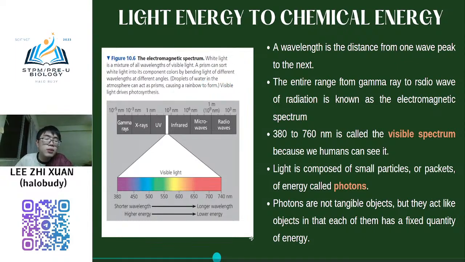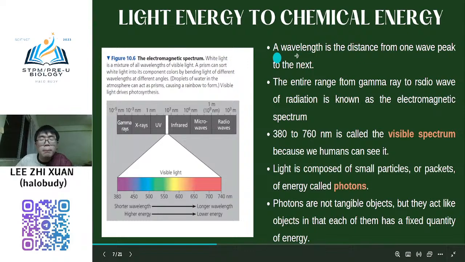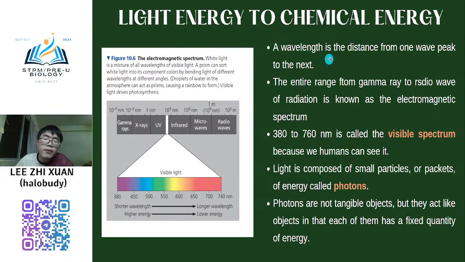Normally before that you will learn about wavelength. So what is wavelength? Wavelength is the distance from one wave peak to the next. And if you see this diagram, you will see that there are many types of spectrum: radio wave, microwave, infrared, UV light, visible light, X-ray, and gamma wave, right?